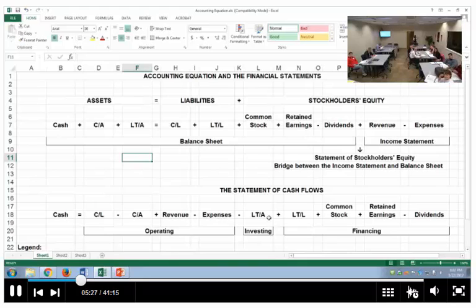Now, this is an equality. Assets have to equal liabilities plus stockholders' equity. If I break the equality by pulling out revenue and expense, how do I fix it? I've just broken the equality. Does everybody grasp that? So what bridges the income statement and the balance sheet, because at the end of the day the balance sheet has to balance, is the statement of stockholders' equity.